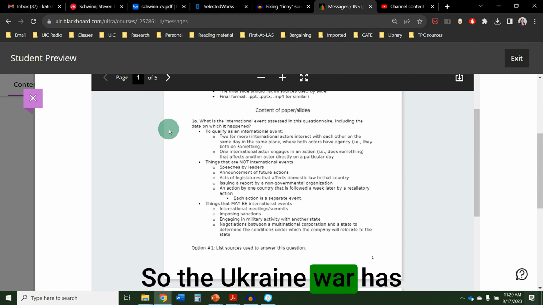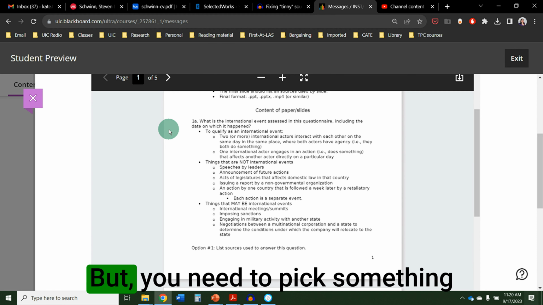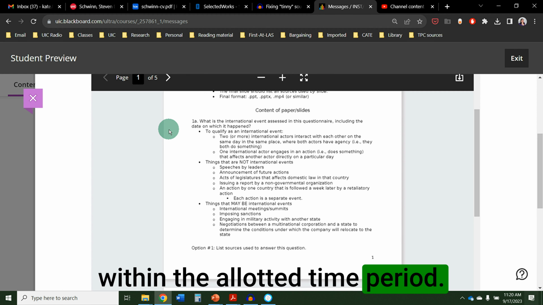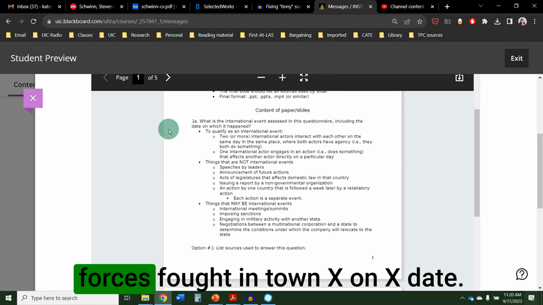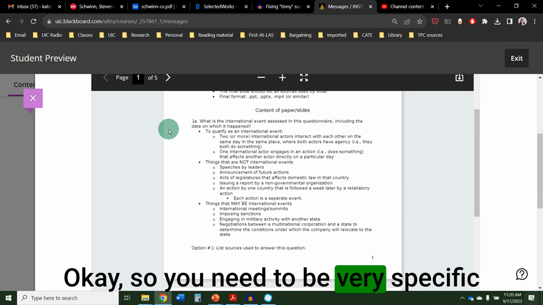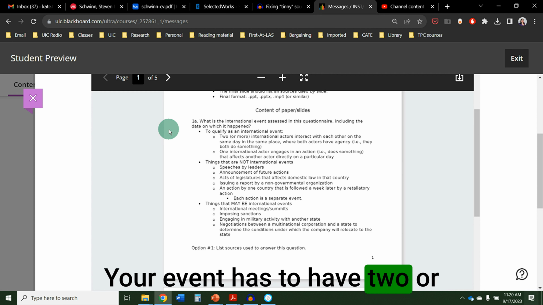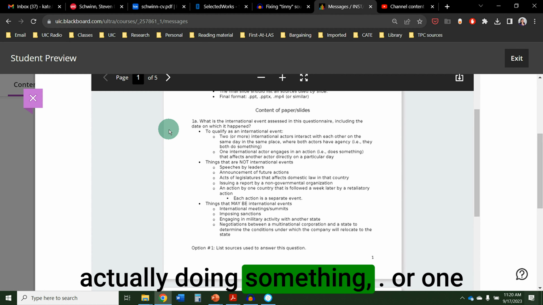The Ukraine war has unfolded over a year and a half, but you need to pick something within the allotted time period and say Russian and Ukrainian forces fought in town X on X date. So you need to be very specific about the event that you pick. Your event has to have 2 or more international actors that are actually doing something.